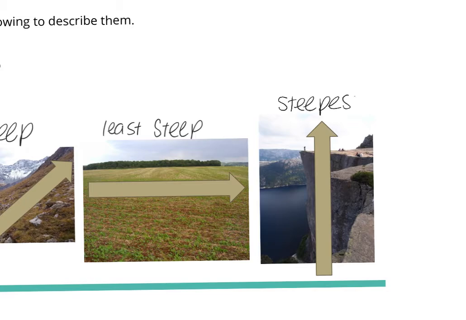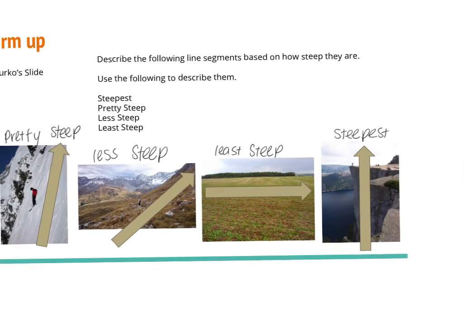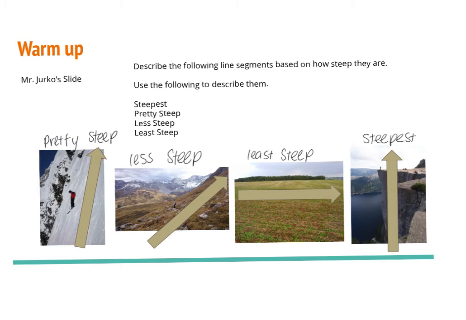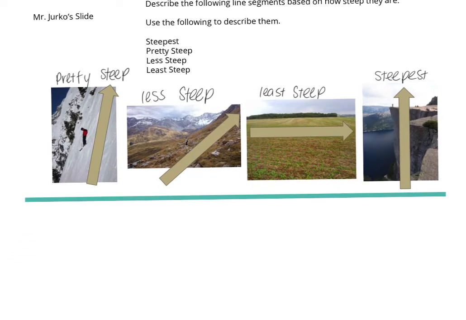Okay, the reason I had us do this warm-up is because how steep something is directly correlates to the slope, okay? So if something's really, really steep, its slope is very, very large, okay? So I want you to write that down below. I want you to write if steep and slope are similar.